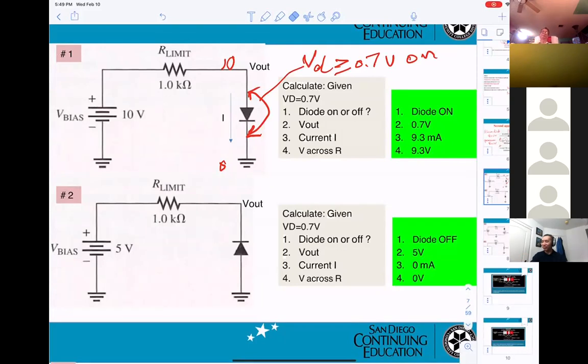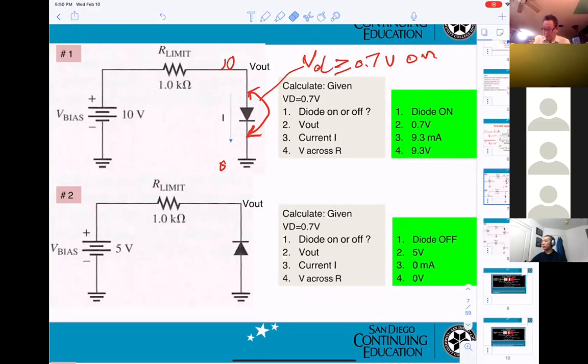Another way of saying it would be that the anode side has got to be more positive for forward bias than the cathode side. Same thing. Yeah, right. Okay, got you. Now, after you say the diode is on, I don't want the diode anymore here. You must substitute the diode by 0.7 volt.